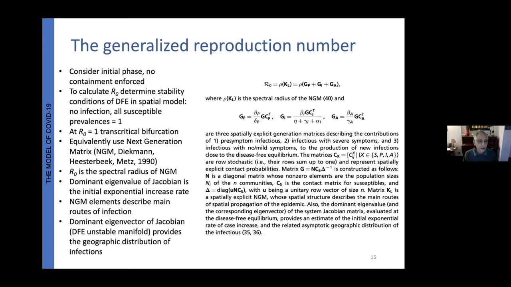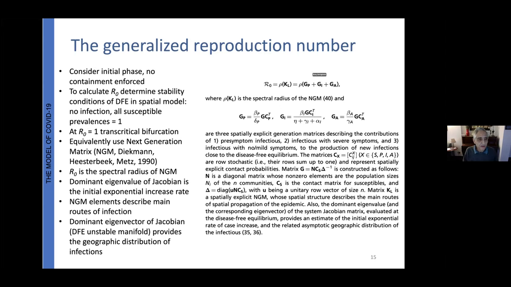And to do that, we can, as usual, start from the disease-free equilibrium in the spatial model, with no infection anywhere all over Italy. And then we introduce a little bit of infection. Initially, the susceptible prevalence is one. And then again, at R naught equal to one, we have a transcritical bifurcation. So you can run a bifurcation analysis on the model, and you can find a transcritical bifurcation which occurs at R naught equal to one.